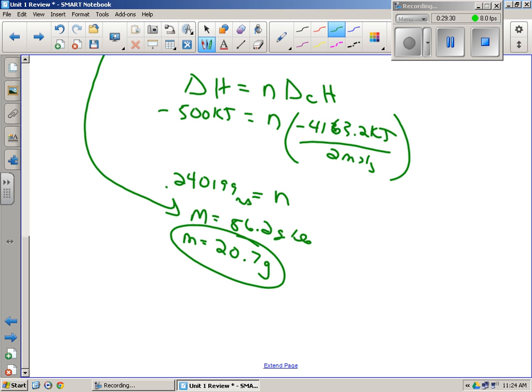I don't care, but you need to figure out how many moles of that you're actually burning to get the 500. Once you know how many moles you're burning, which is like 0.24, then you can use that with the molar mass to figure out the mass of that fuel that you're burning.